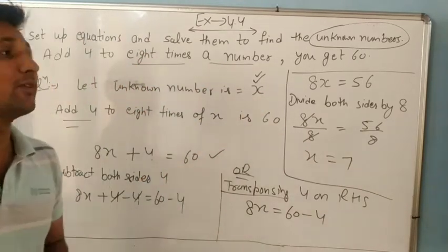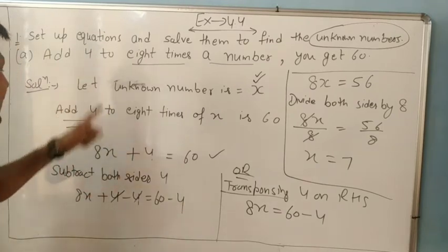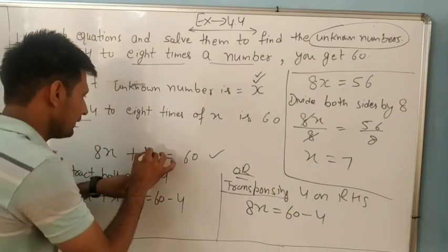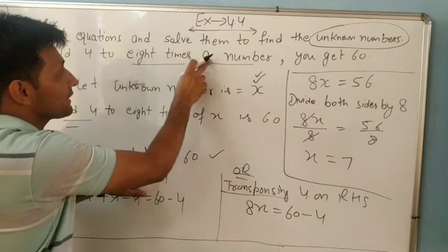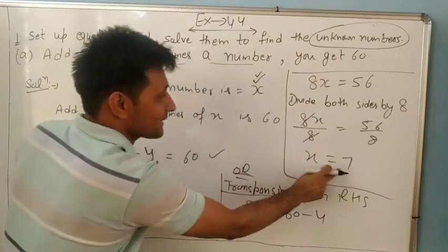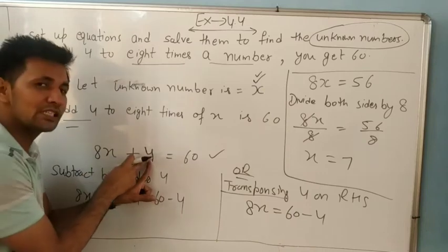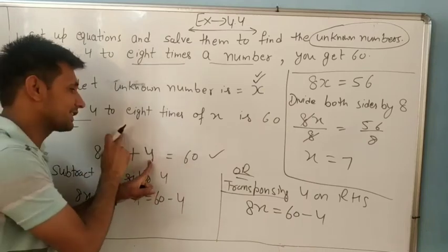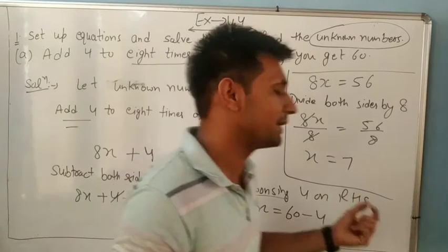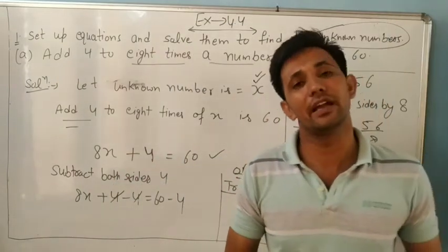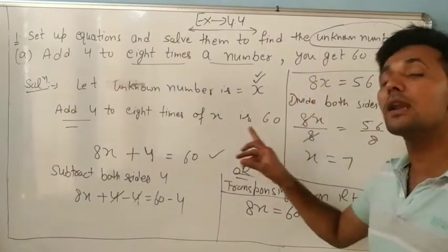You can verify your answer also. Add 4 to whom? To 8 times a number. What is the number? The number is x. X is 7. 8 into 7 is 56. 56 plus 4 is 60, equal to 60. It means our answer is right. You can verify your answer also.